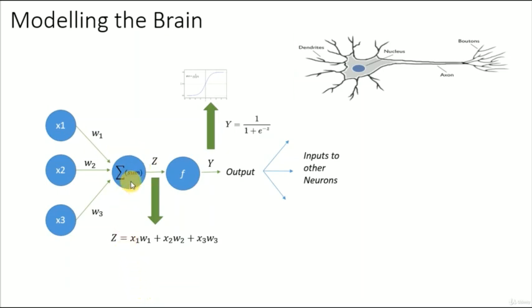So the sum here is x1 multiplied with its weight, so x1 times w1 plus x2 times w2 plus x3 times w3. So all of the inputs multiplied with the weights, and we're going to sum them up. Then we're going to pass this summed result to an activation function. In this case, we're going to use a sigmoid activation function, and what it does is it just squashes the output to a value between 0 and 1. So this value after the activation function gets passed to the other neuron. So this is exactly how we can model this neuron.